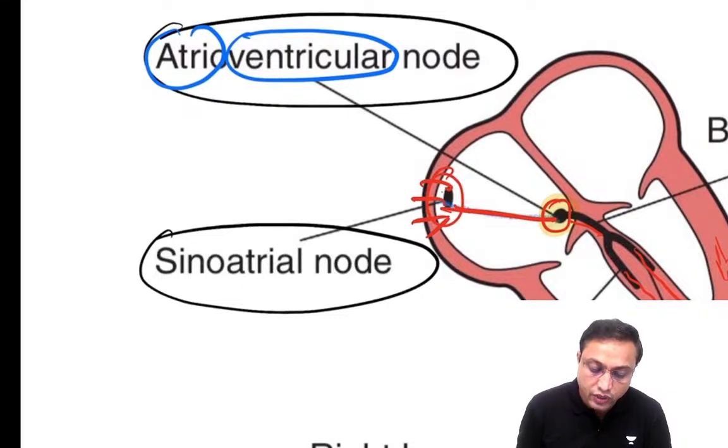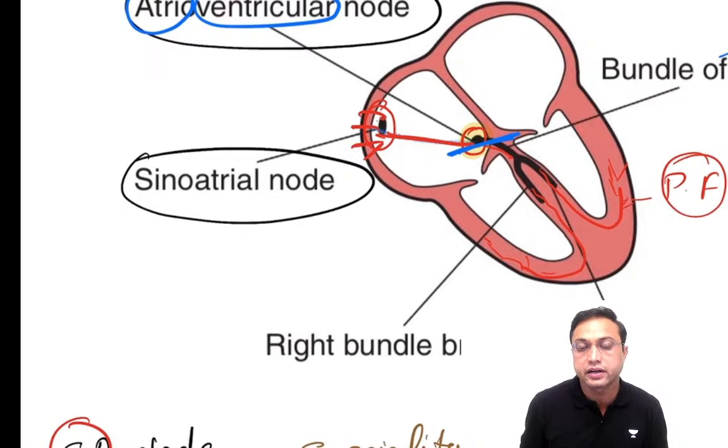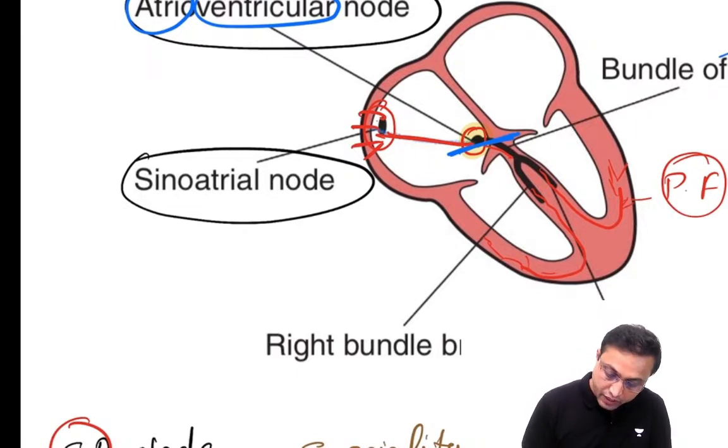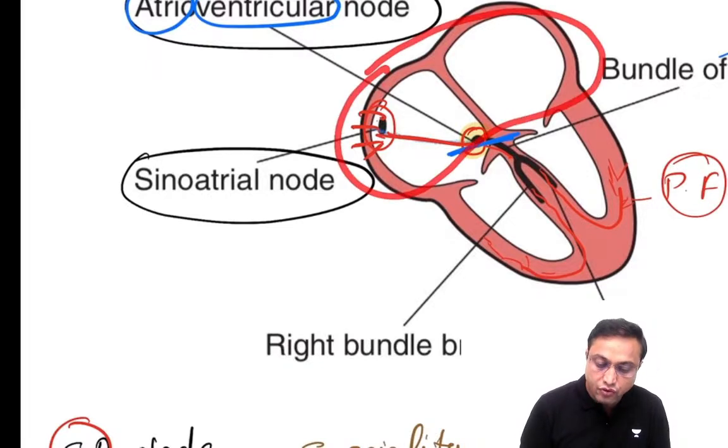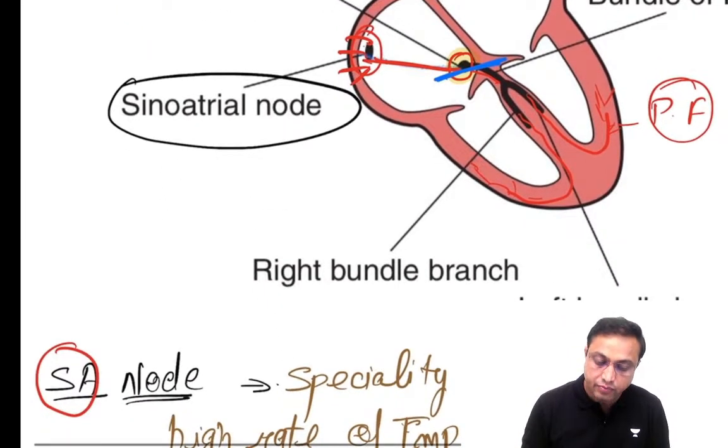The AV node produces slow conduction so that it can hold the electrical impulses, or electrical activity, at this junction. Why does it have to hold the electrical activity at this junction? So that the atrial part can contract properly and blood can shift from the atria to the ventricle. This is the basic physiological thing we need to keep in mind always: the AV node has a slow conduction, or generation of impulses at a slower rate compared to the SA node. The basic funda is that it has to hold these electrical impulses so that the atria can contract well and the ventricles can get filled up with blood.